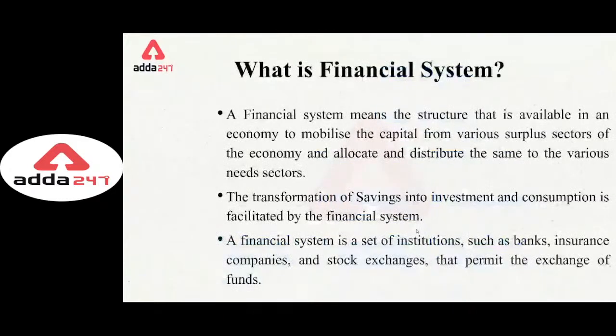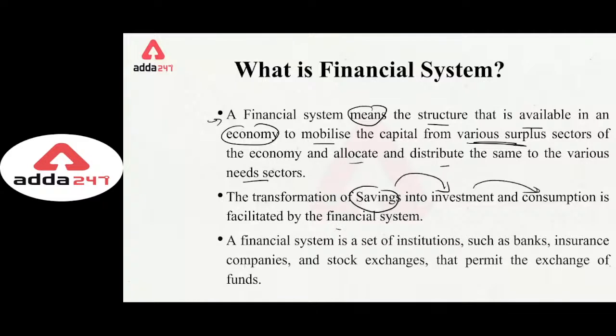Now, what is a financial system? A financial system means the structure that is available in an economy to mobilize capital from various surplus sectors of the economy and allocate and distribute the same to the various needy sectors. So simply, as we have discussed in one line, the financial system is the system in which exchange of funds happens between the persons who have surplus money and the persons who have a deficit of money. So this is what is written in the financial system's definition.